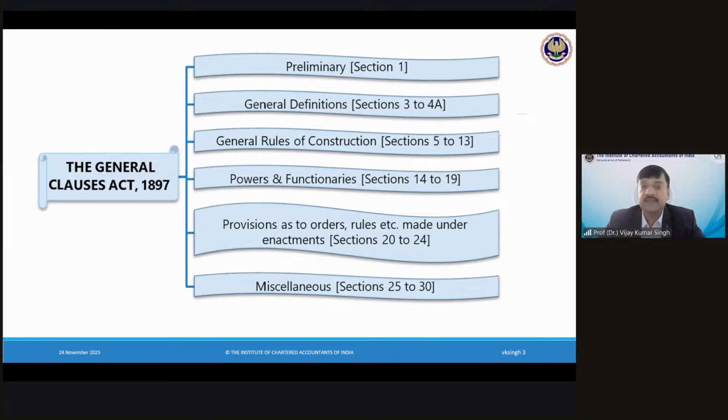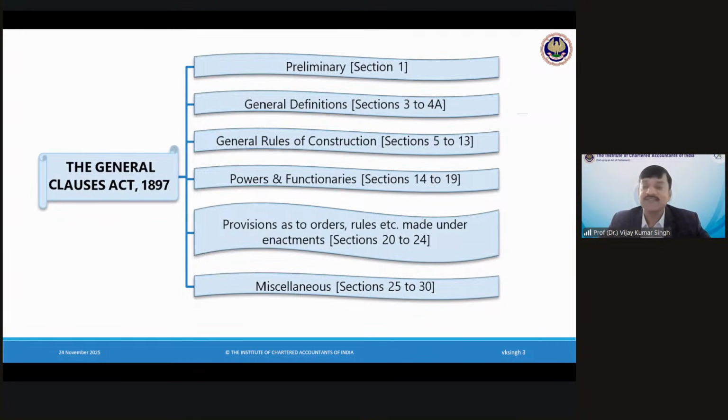If you have a look at the General Clauses Act, they are arranged into the following sections or following parts. So there is a preliminary section, or any legislation has got a preliminary section. So this is the preliminary section, section 1. It comprises of section 1. And then which is followed by general definitions in sections 3 to 4A. And then general rules of construction we will try to understand from section 5 to section 13, which basically tells us what are the major or general rules of construction. And then we will also have a focus on powers and functionaries, that is section 14 to 19. We will see what are the powers of different functionaries, and then provisions as to orders, rules, etc. made under enactments. So this is section 20 to 24, and then miscellaneous provisions from 25 to 30.